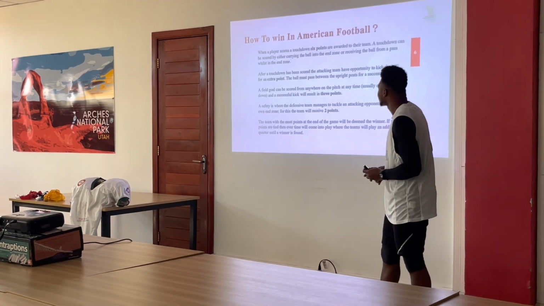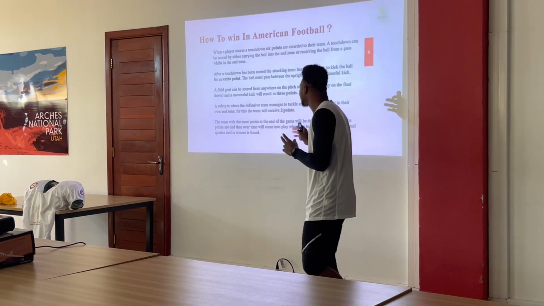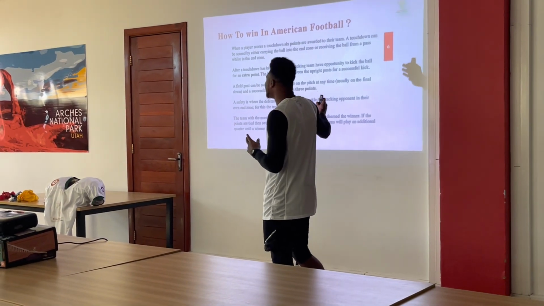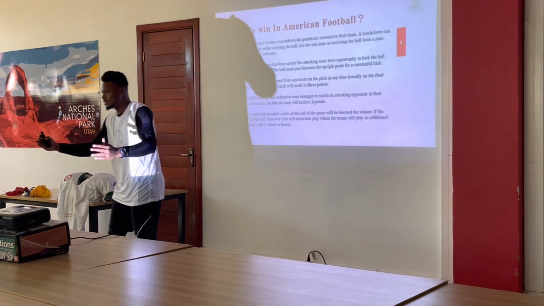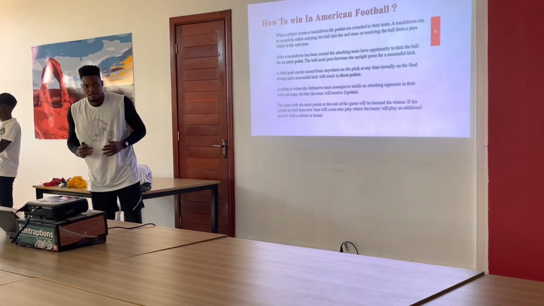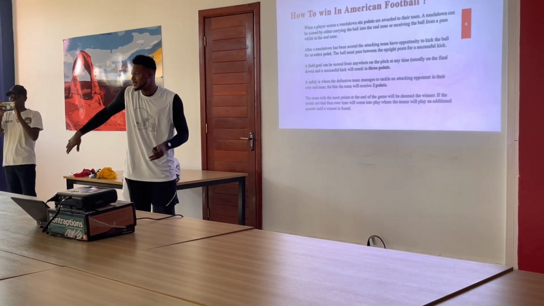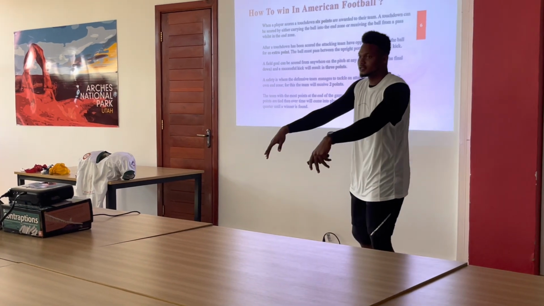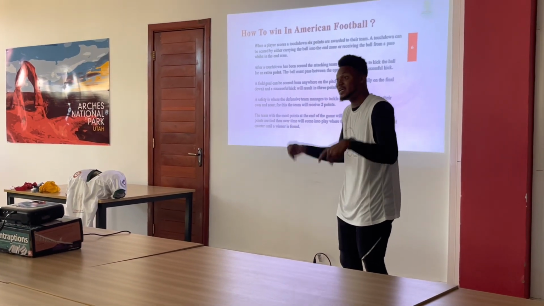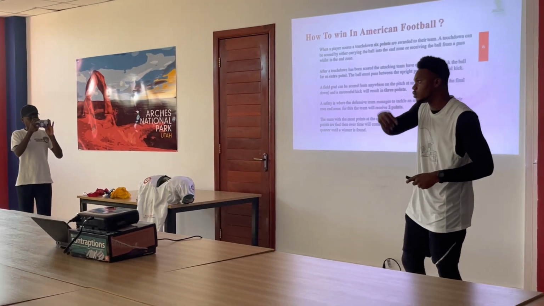3. A safety is where the defensive team manages to tackle an attacking opponent in their own end zone. For example, they set the offense and the defense up, and then a pass goes bad, and then the attacking opponent tackles the defense team in their own end zone. There will be a score given towards the opponent.